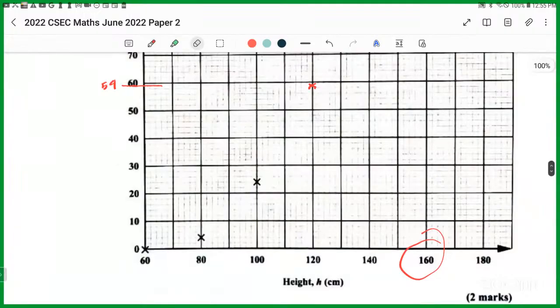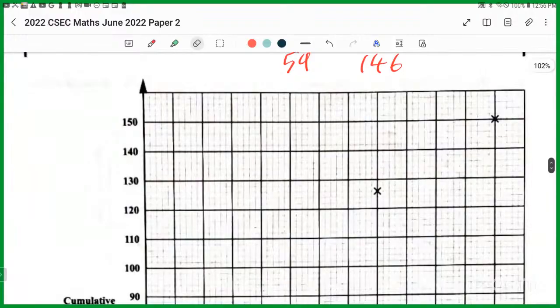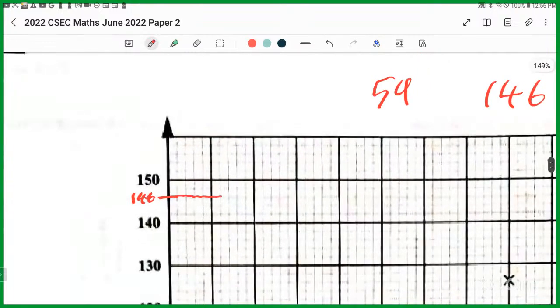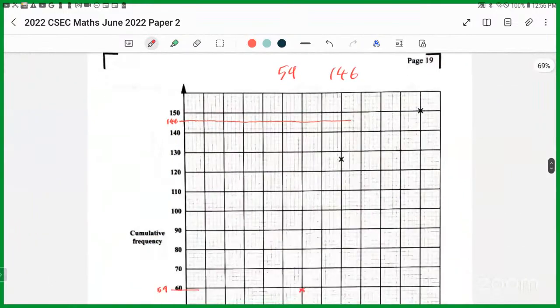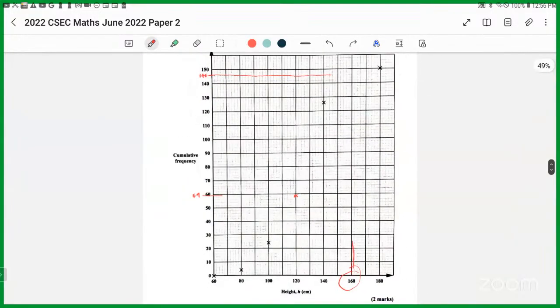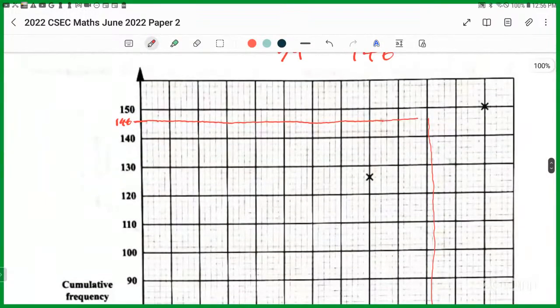The next mark is how much, you say? 146. All right, so this is 140. Every small line is 2. So 140, 142, 144. This is 146. So you come across here. And I'm coming over to this 160. This is the 160 line up here. All right, so we're talking about right here.